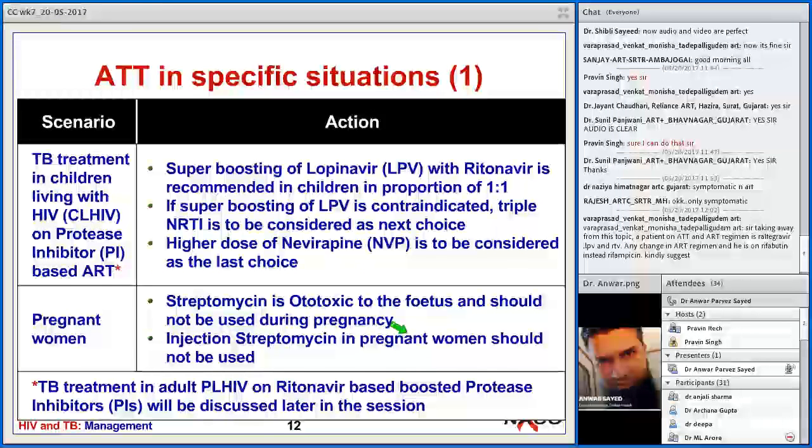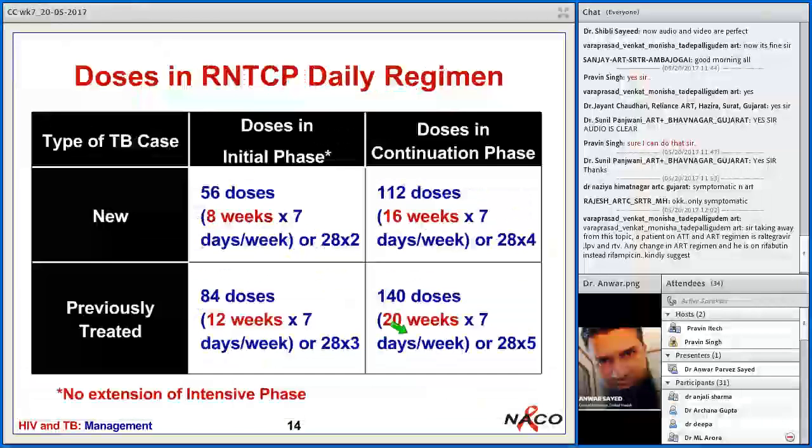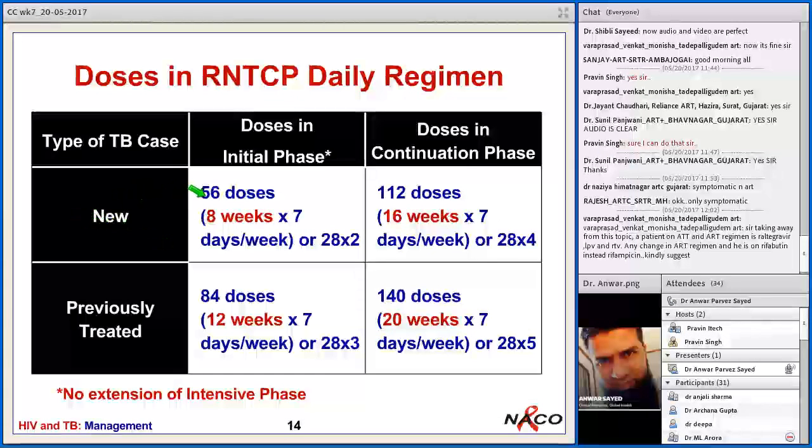I'll not go through these specific ATT situations. I think you have seen these before, and you can read them out also later. In new cases, total doses will be 56 doses or 8 weeks.